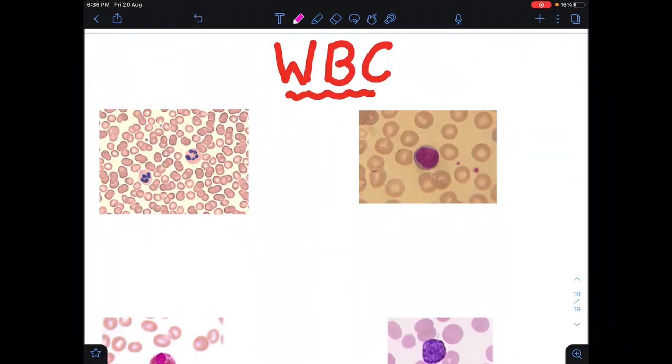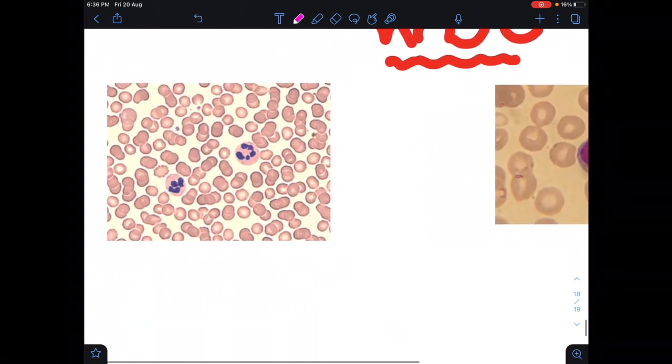Hello everyone. In this video I am going to tell you how you will identify under the microscope which type of white blood cell you are seeing. So let's first move to this slide.